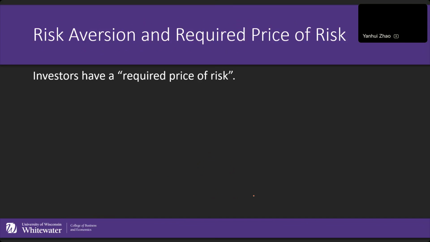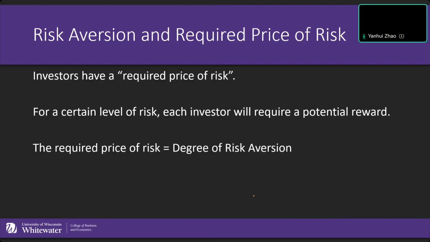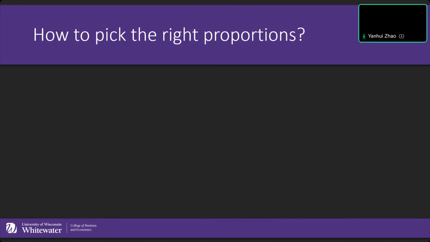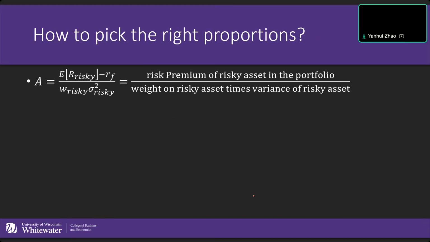So investors have a required price of risk. For a certain level of risk, each investor will require a potential reward. Otherwise, why would we invest? We bear the risk, we want return. The required price of risk equals the degree of risk aversion for the investor. How to pick the right proportions? It will be the formula we get here. It's the risk premium of the risky asset in the portfolio, divided by the weight on the risky portfolio times the variance of the risky portfolio.